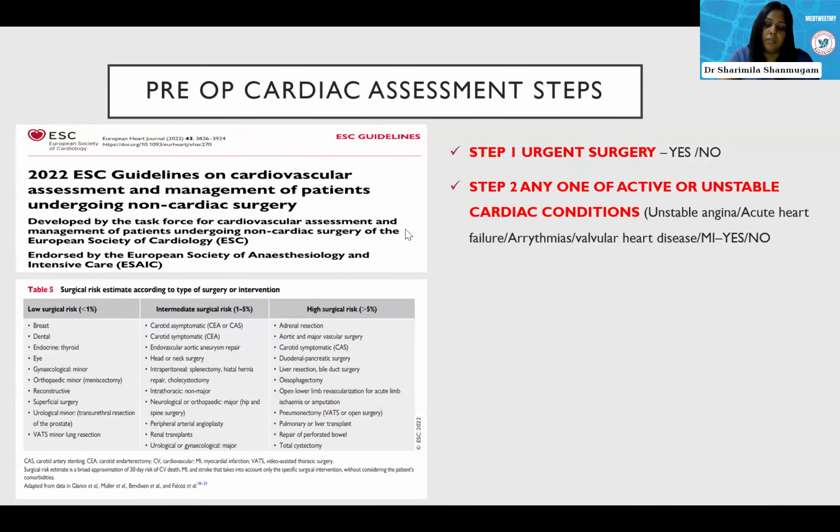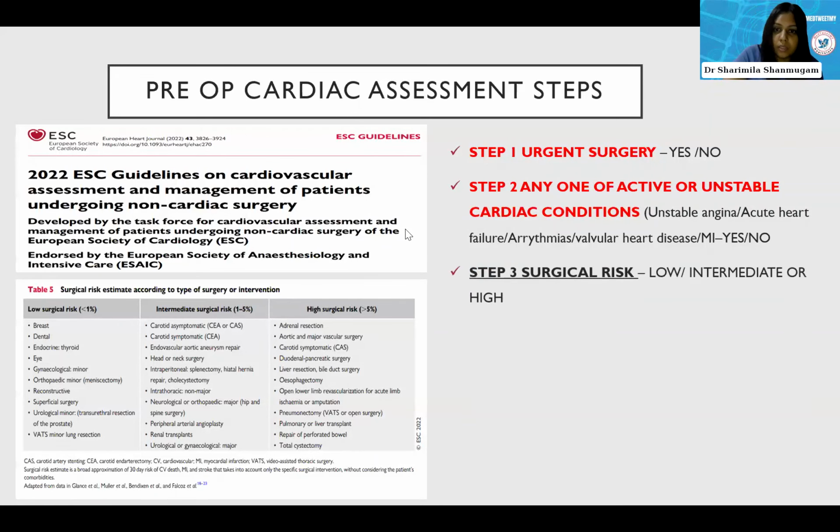Step 2, try to look out for any one of active or unstable cardiac conditions that occurred recently or are concurrently happening. For example, during the pre-op assessment, in the NS interview with the patient, suddenly they inform, oh yes, I do have atypical chest pain. How long? It's been very long, 2-3 months. Things like that. So we need to ask this question. Indirectly, whether the patient has stable angina, unstable angina, acute heart failure, arrhythmias, valvular heart disease, or myocardial infarction, whether the answer is going to be a yes or no.